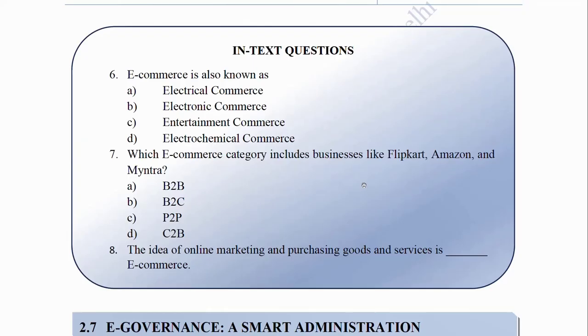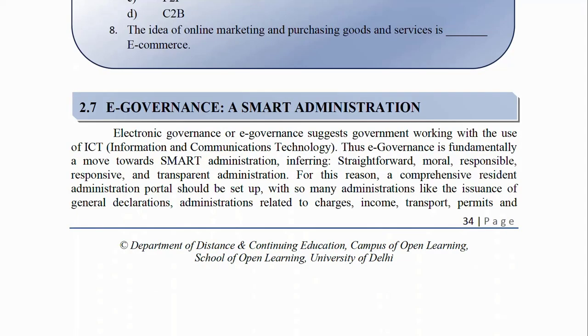In text questions, e-commerce is also known as, point number A, electric commerce, point number B, electronic commerce, point number C, entertainment commerce, point number D, electrochemical commerce. Next question, which e-commerce category include businesses like Flipkart, Amazon and Myntra? Point number A, B2B, point number B, B2C, point number C, P2P, point number D, C2B. Next question, the idea of online marketing and purchasing goods and services is dash e-commerce.